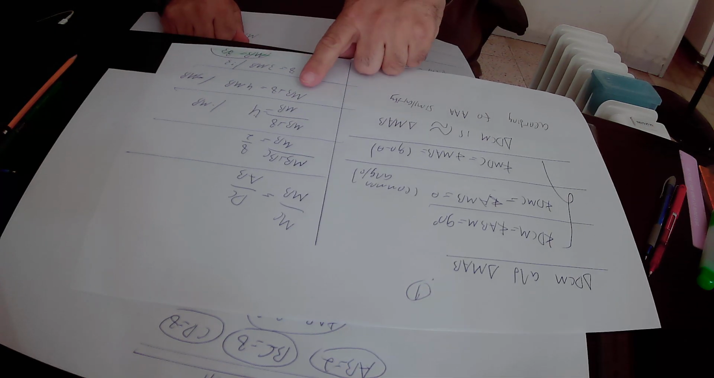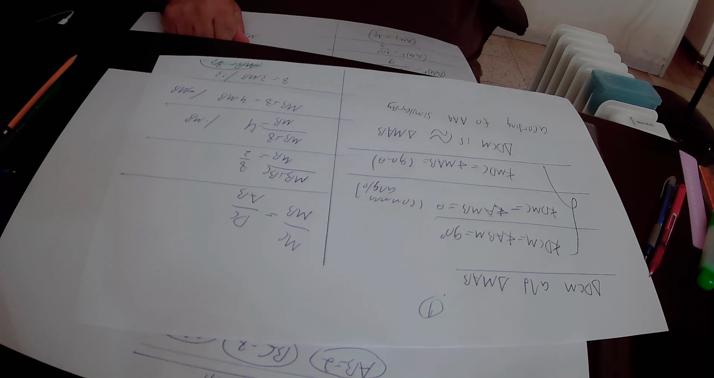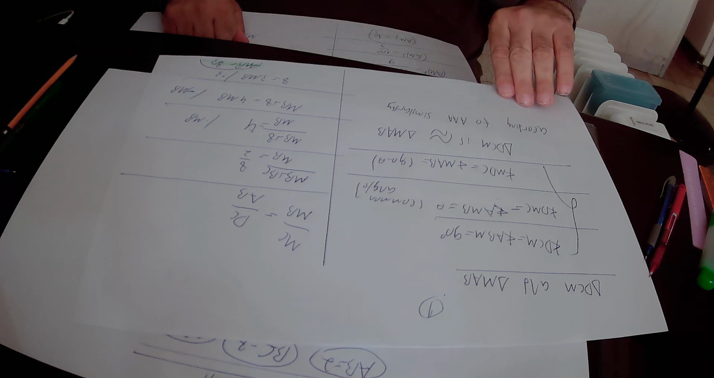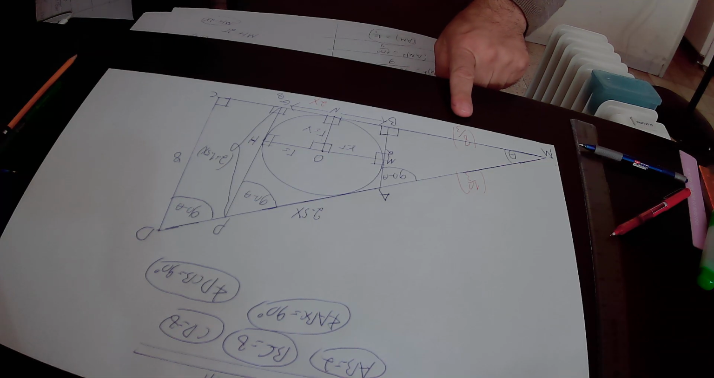Here we multiply this equation by MB, and we get MB plus 8 equals 4MB. We subtract MB from this equation, and finally we find that 8 equals 4MB minus 1MB, which is 3MB. We divide this equation by 3, and finally we find that MB equals 8 over 3 units. So this side MB equals 8 over 3 units.